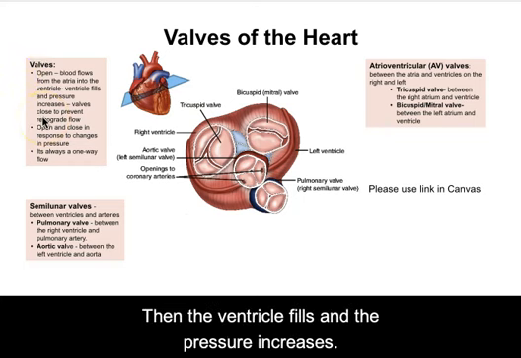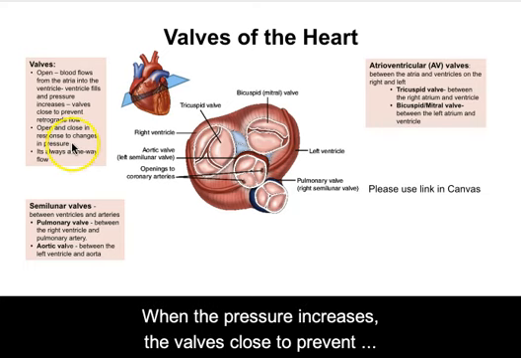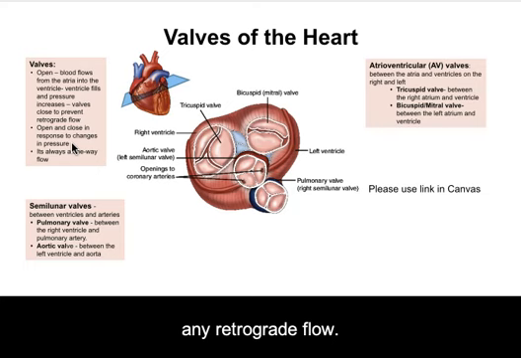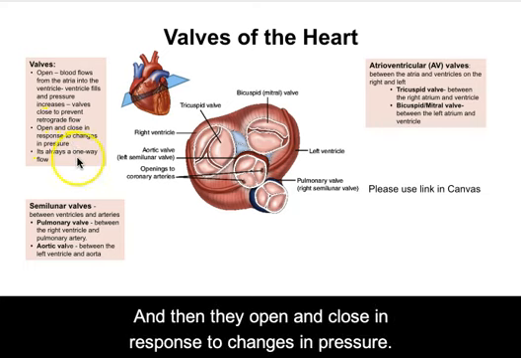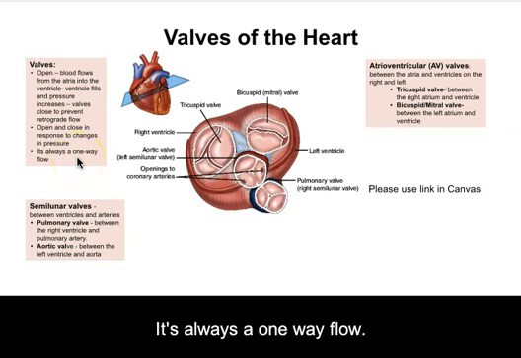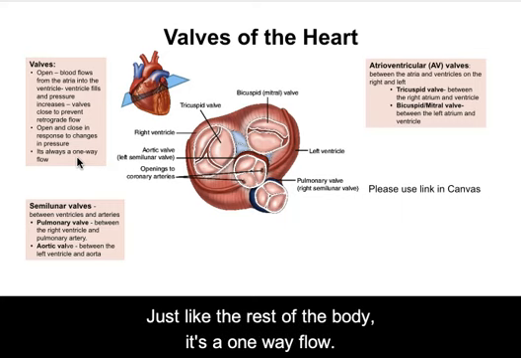Then the ventricle fills and the pressure increases. When the pressure increases, the valves close to prevent any retrograde flow. Now it needs to keep it in the ventricle till it's ready to pump, right? And then they open and close in response to changes in pressure. It's always a one-way flow, just like the rest of the body.